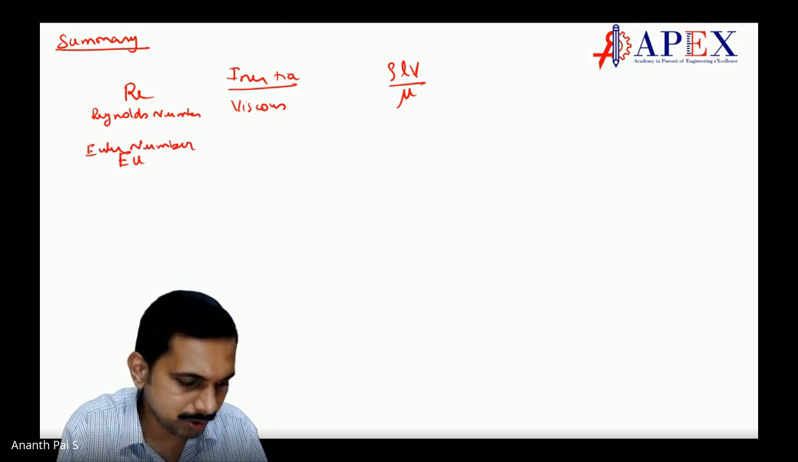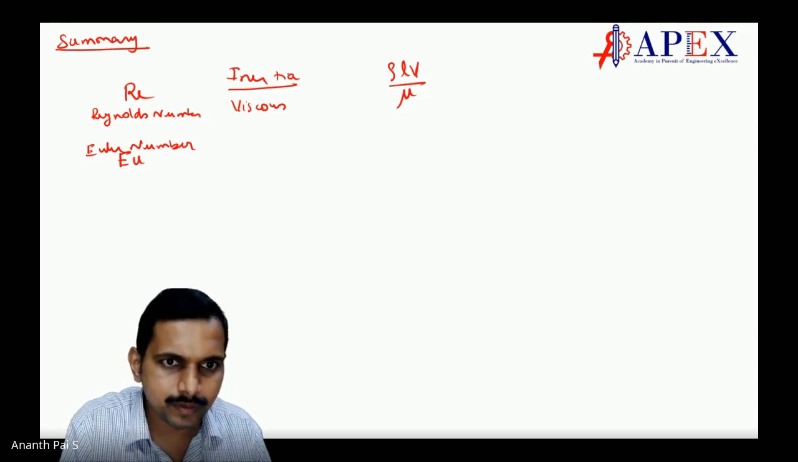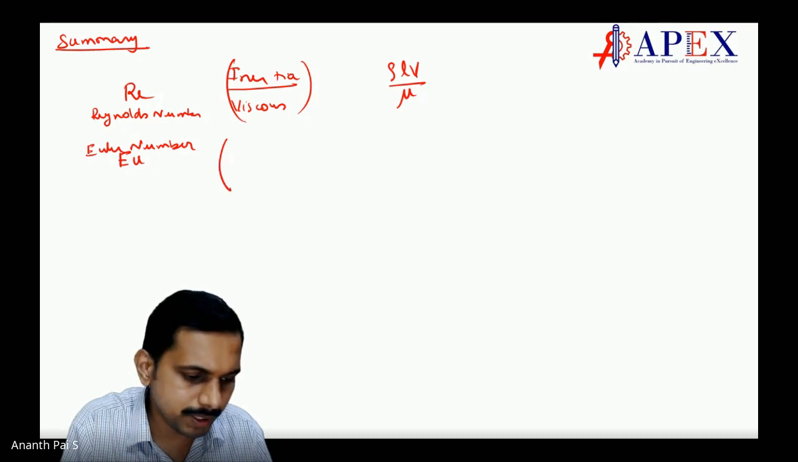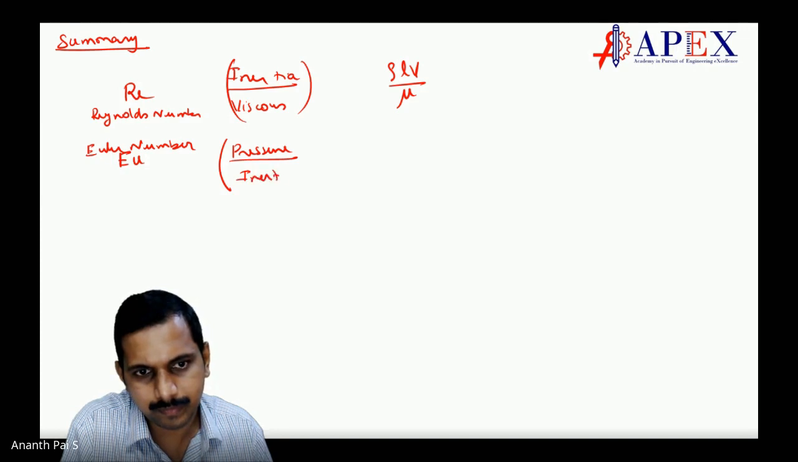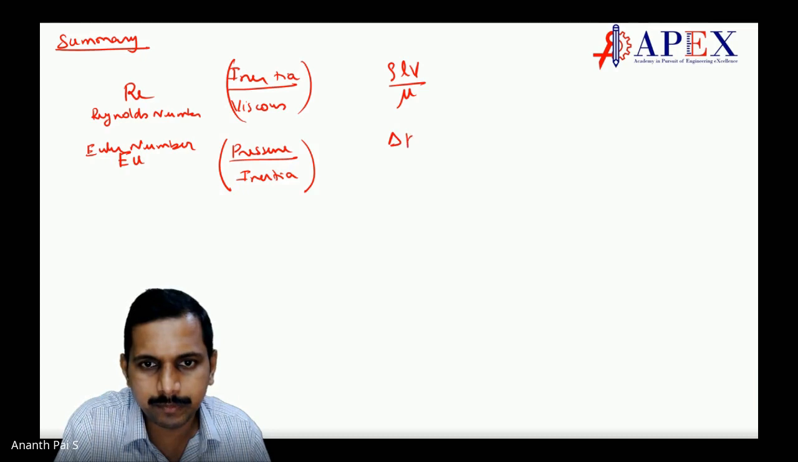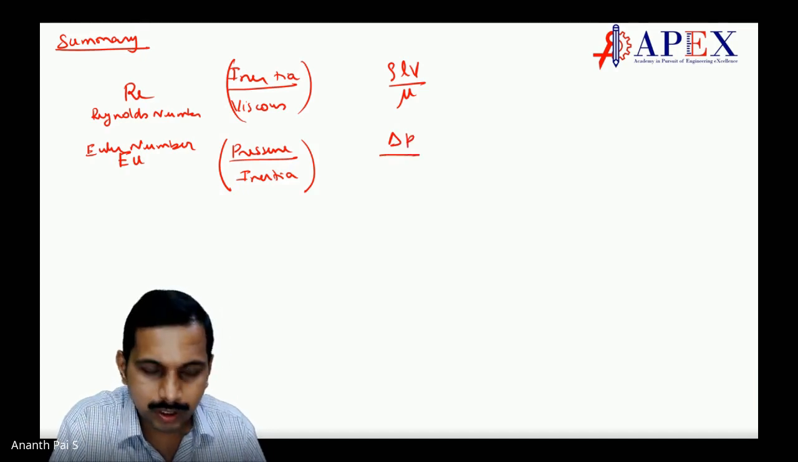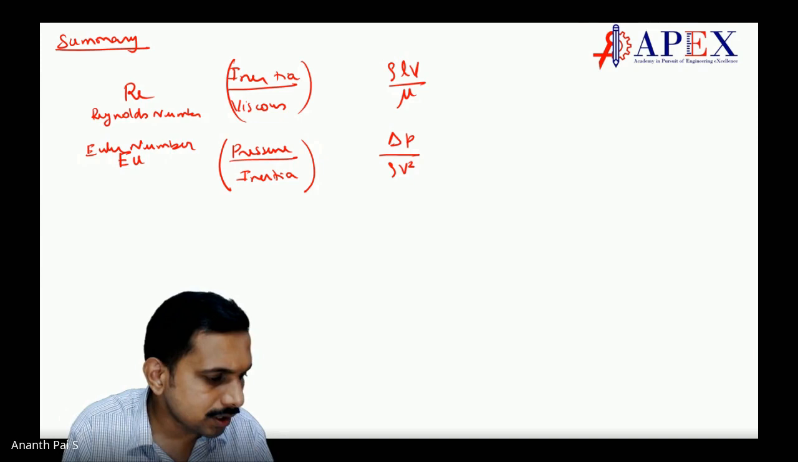Euler number, Eu, is pressure by inertia. You see, this comes to the denominator, so it is delta P by rho V square. Very important. Why am I writing this again and again? Because it's important. Next one comes as the Froude number.